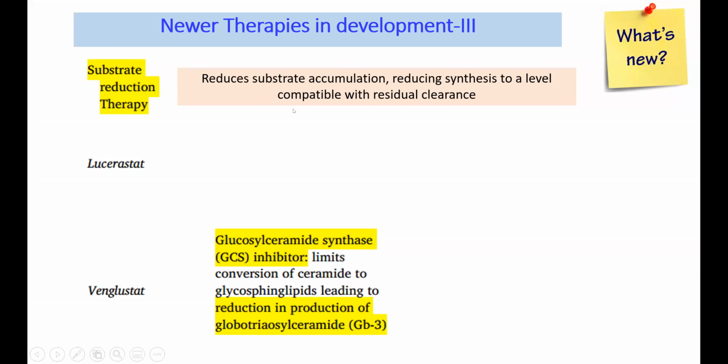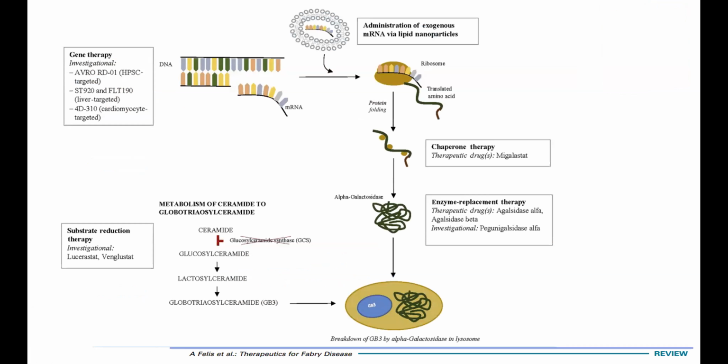The third newer research is the availability of substrate reduction therapy, where basically the glycosylceramide synthase enzyme is inhibited by these two preparations, lucerastat and venglustat, and therefore this helps in the reduction of production of GB3 as such. So basically this is reducing the first step itself.